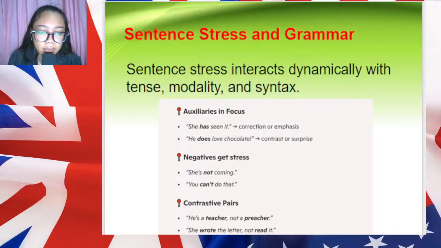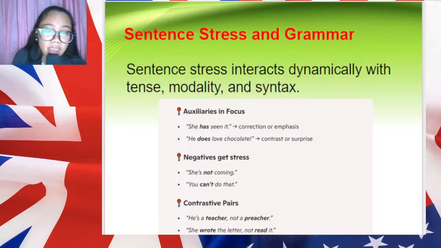Second, we have negatives get stressed, or negatives always get noticed. Look at the example sentences we have here. First, "She is NOT coming." Again, "she is not coming." And the second one, "You CAN'T do that." Again, "you can't do that."